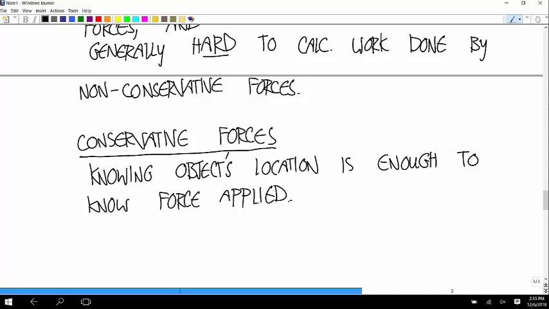Another way of expressing that idea is a conservative force is one that you can express as a force field. What is a force field? It sounds cool because they talk about them in Super Friends and stuff all the time, but they're not really that great. They're fine.